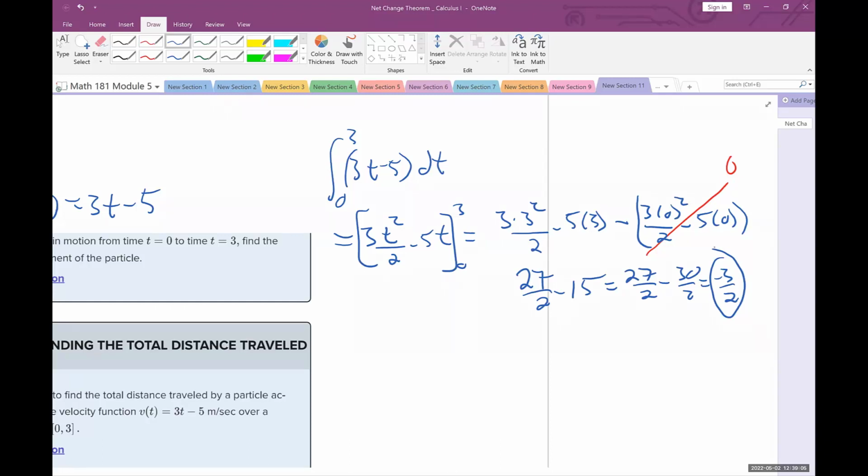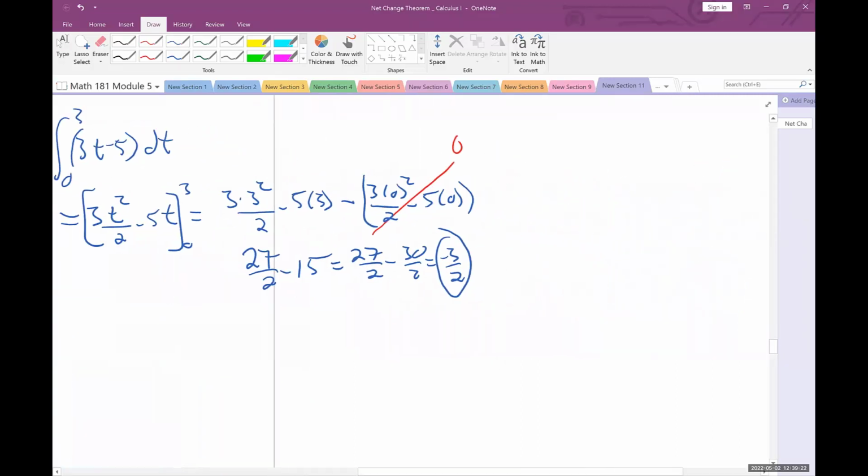Because the next part, we're going to look at the total distance traveled. So this is the net change. The net change is negative 3/2 meters. It's been covered by looking at area under the curve. So I'll just draw it over here.